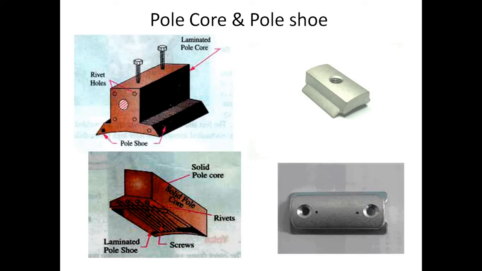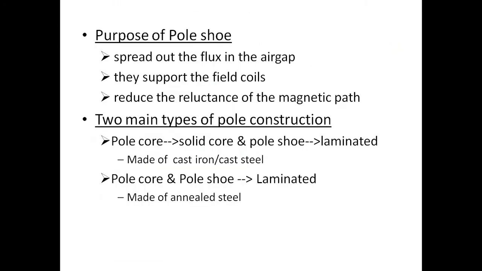Next, pole core and pole shoe. Purpose of the pole shoe: to spread out the flux in the air gap. They support the field coils and reduce the reluctance of the magnetic path. Two main types of pole construction: solid pole core with laminated pole shoe, made of cast iron or cast steel; or pole core and pole shoe both laminated, made of annealed steel.